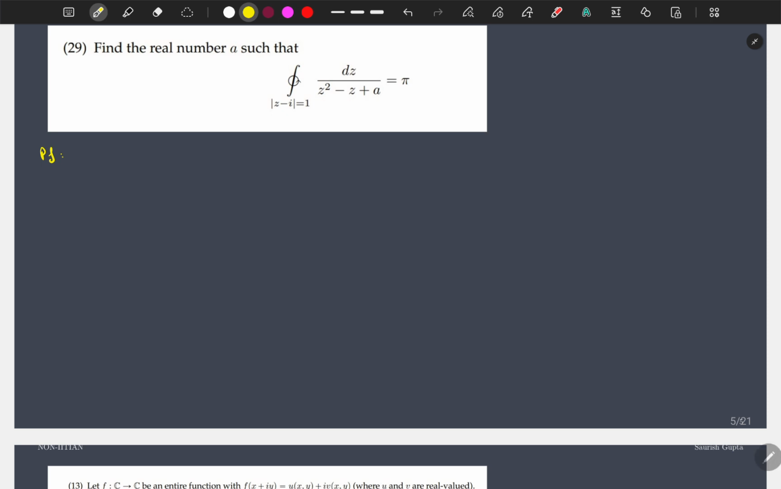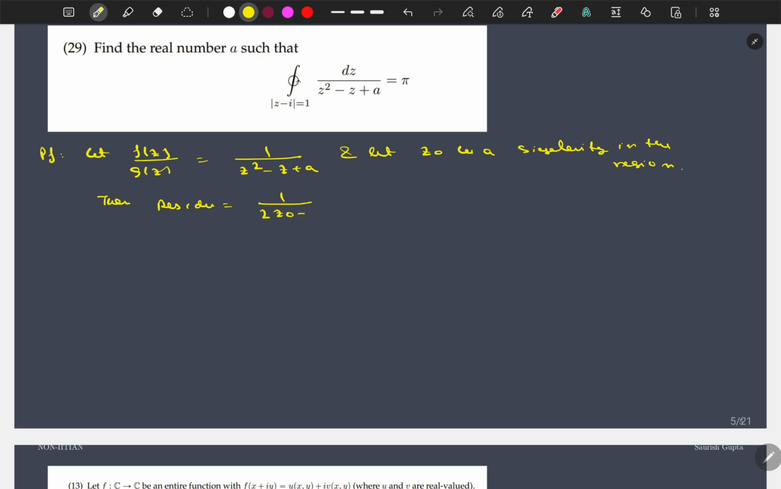Firstly, let me write this in the following. Let f(z) by g(z) be the integrand 1 over z square minus z plus a, and suppose I choose, let z naught be a singularity in the contour, or in the region, let's say. Then the residue can be framed as exactly what I said, 1 over 2 times z naught minus 1.